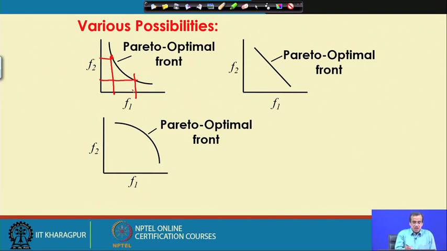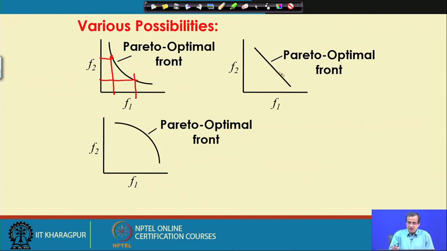Now, that means these two objectives are fighting with each other, they are conflicting. If they are found to be conflicting and if there is a trade-off between f1 and f2, then only will we get this type of Pareto optimal front of solution. Now, let me take another example.